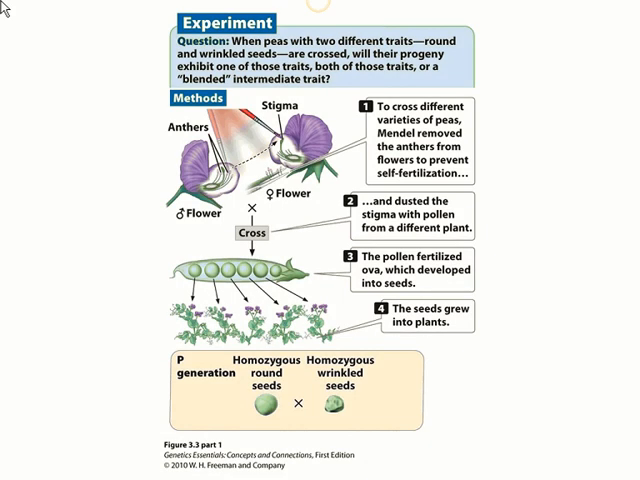So in this slide we see a picture of how Mendel did his cross. He tested lots of different traits. In this picture they're testing pea shape, so round and wrinkled. The way he controlled the crosses was that he would cut off the anthers, which is where the pollen forms.